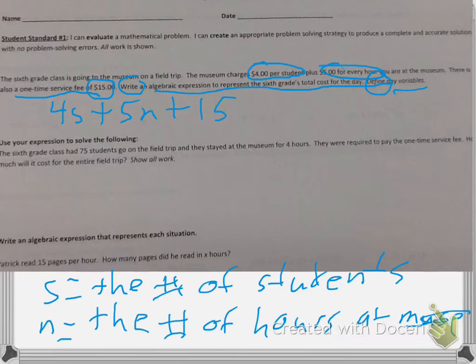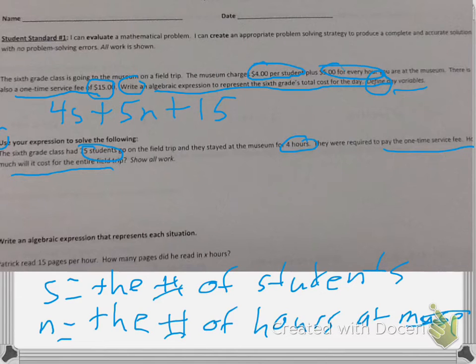So then the next part says, use your expression to solve the following. The 6th grade class has 75 students to go on the field trip, and they stayed at the museum for 4 hours. They were required to pay the one-time service fee. How much will it cost for an entire trip? Show all work. What's great about writing expressions to represent a situation is, once you have the values, you can just plug them in and solve.